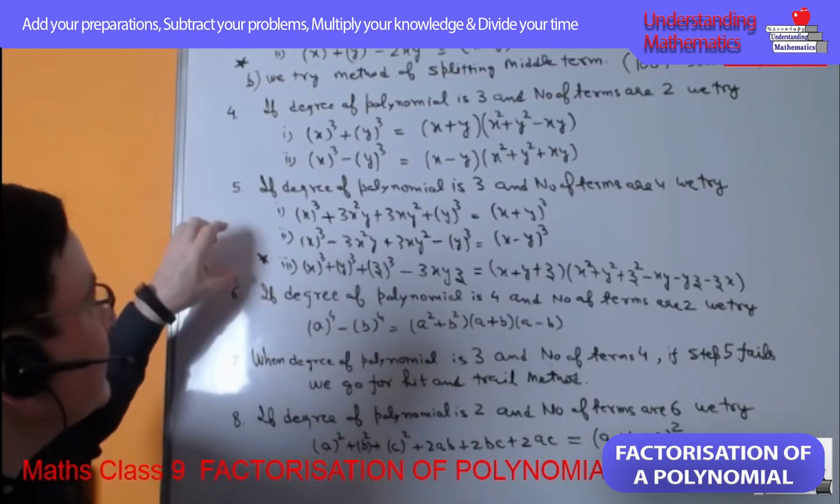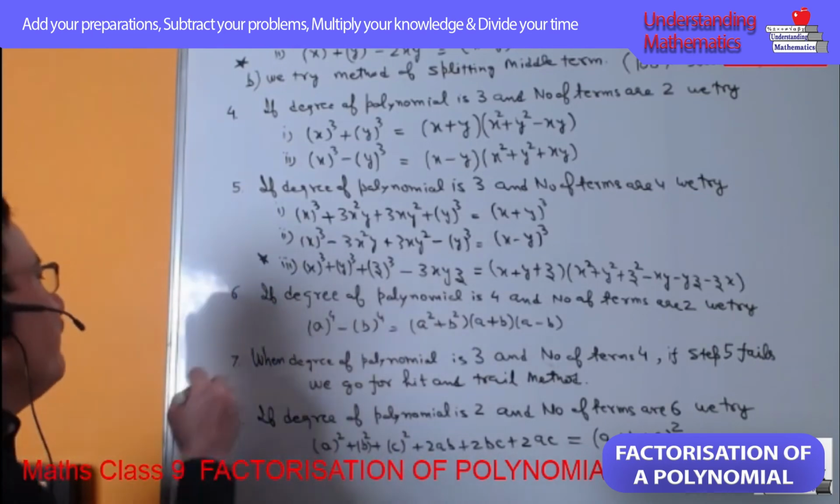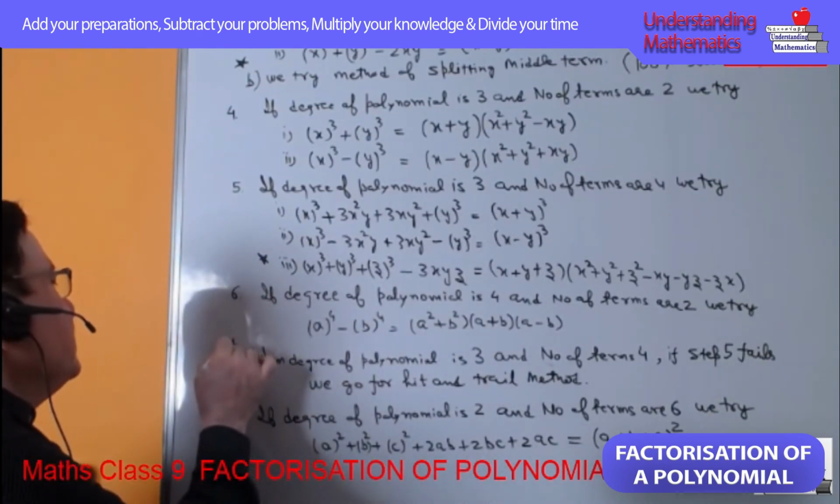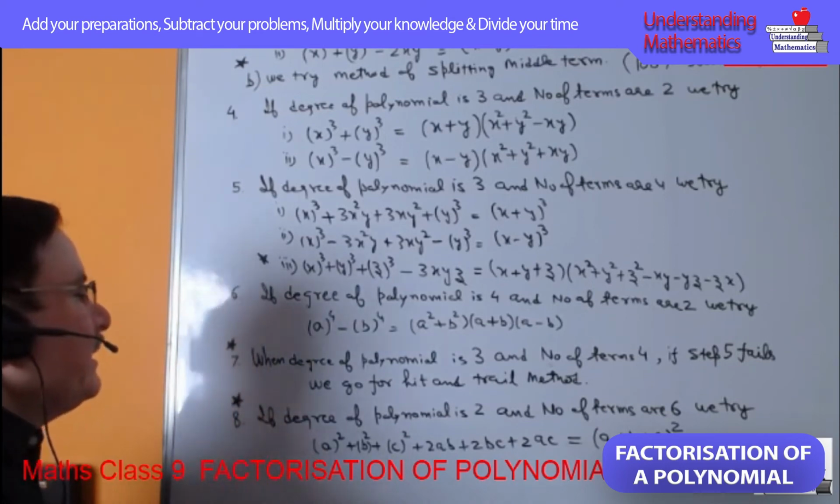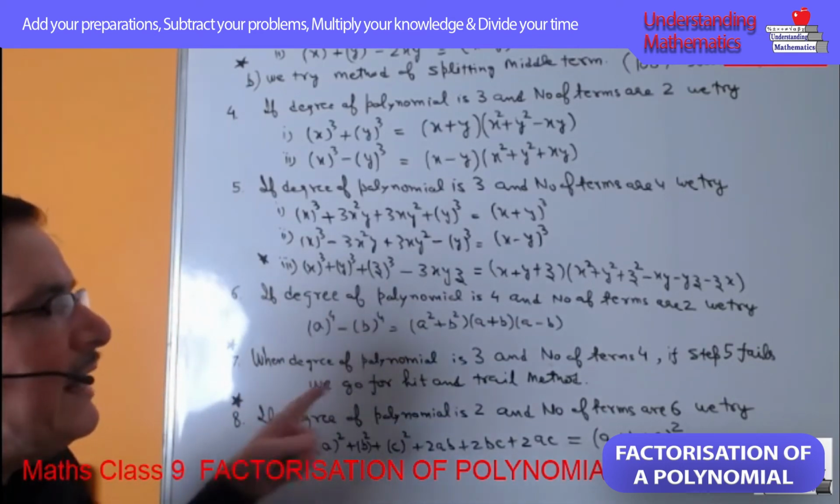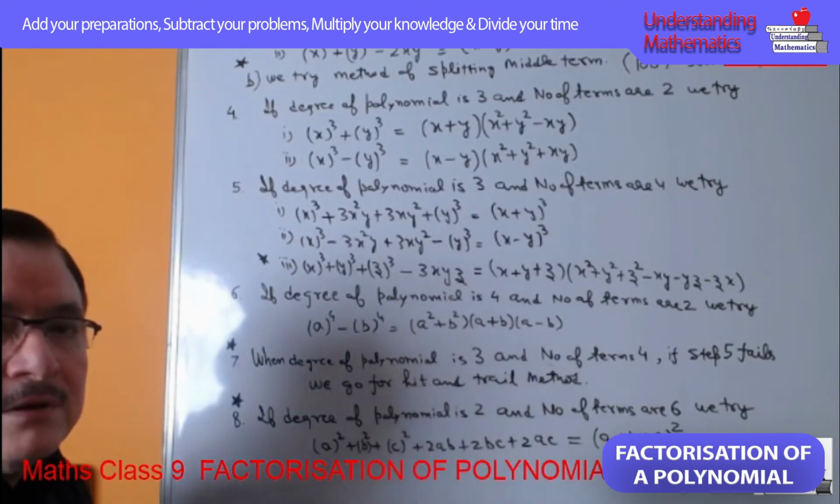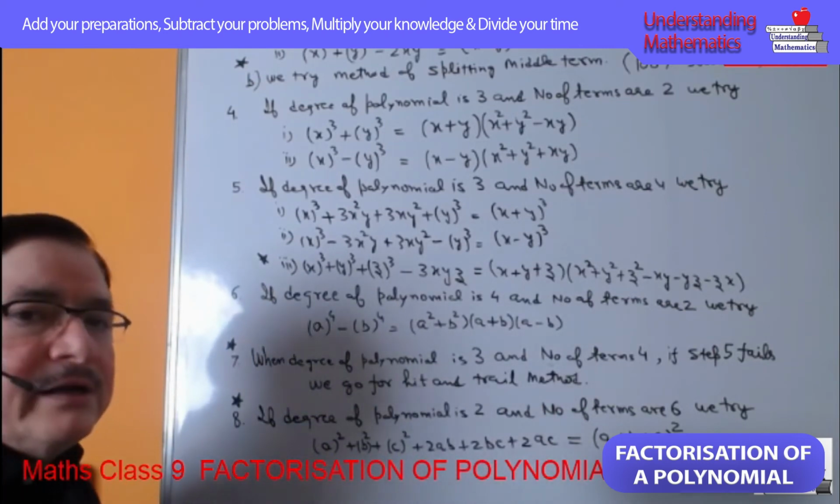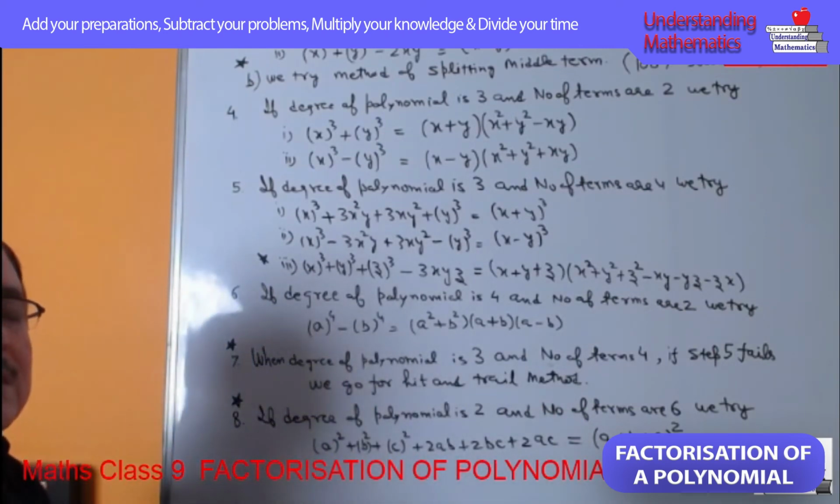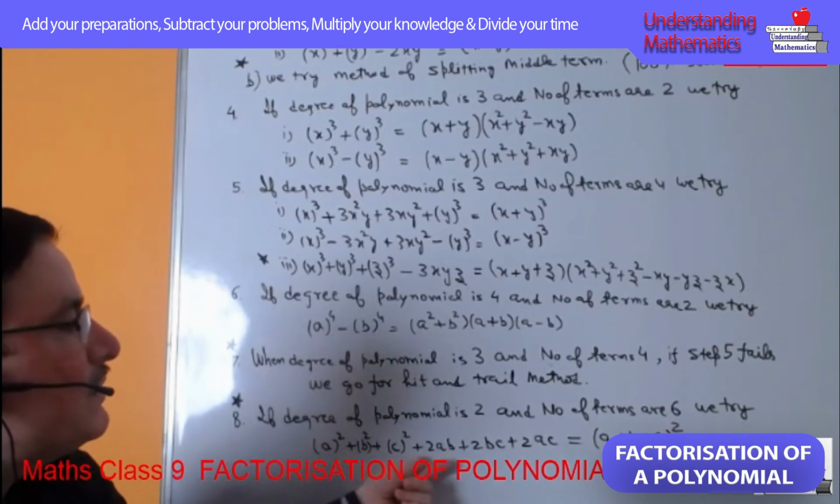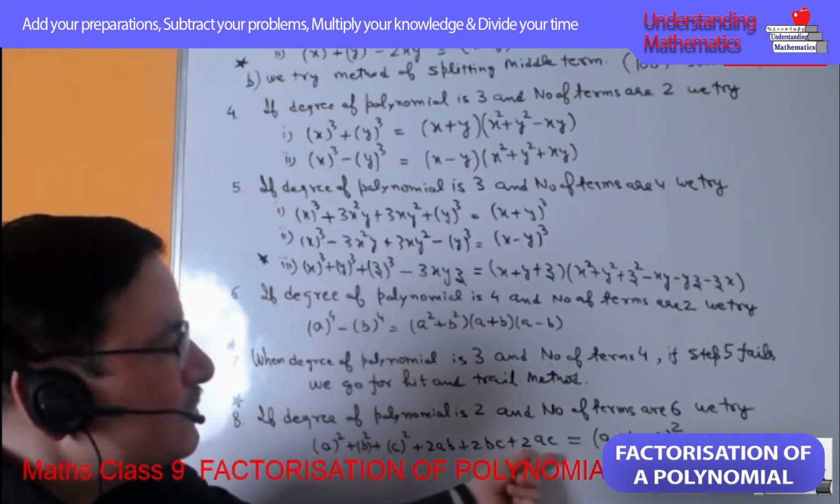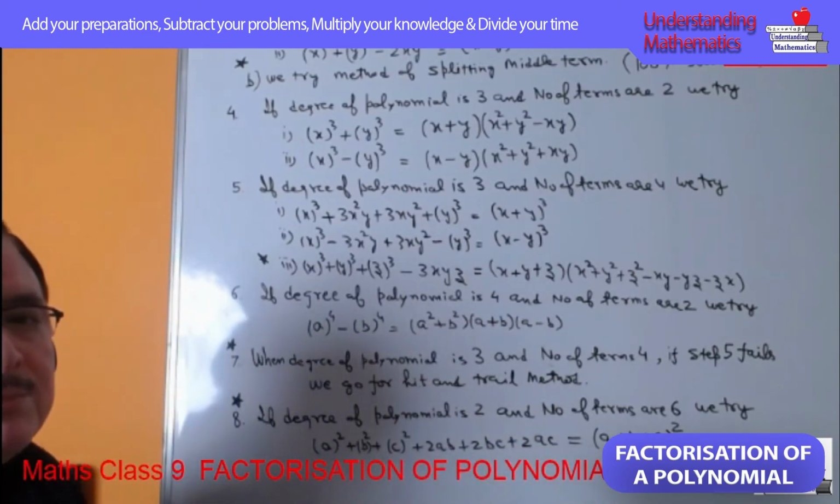And this is exceptional, in one question. So I have mentioned it separately as step number 7, and step number 8 is also a unique identity, of degree 2 with number of terms 6. You must be aware of that identity. If the number of terms is 6 and the degree is 2, we go for the identity a square plus b square plus c square plus 2ab plus 2bc plus 2ca equals (a plus b plus c) whole square.